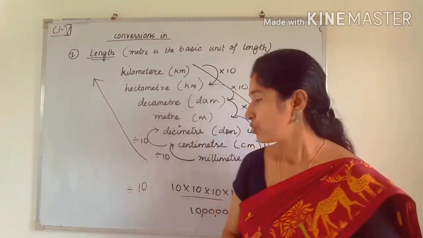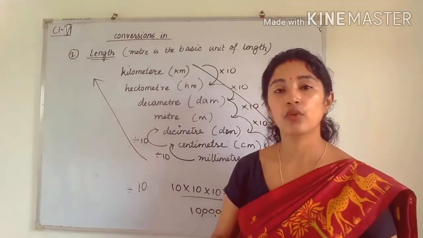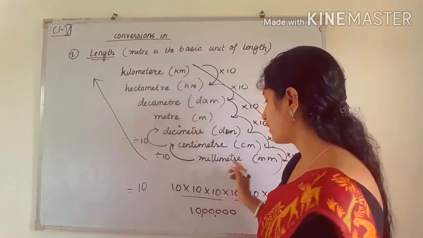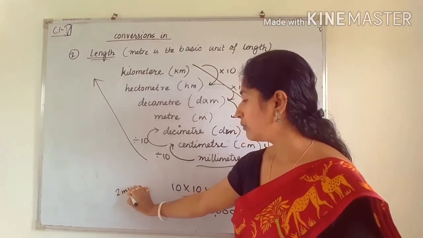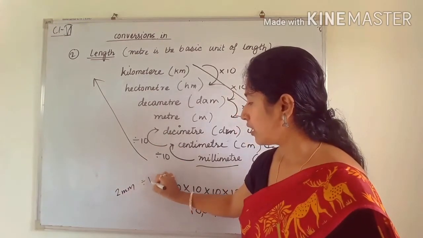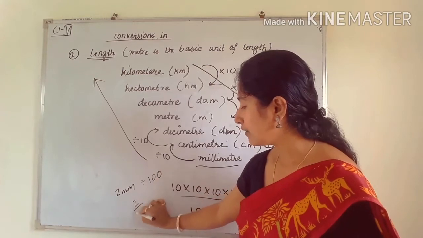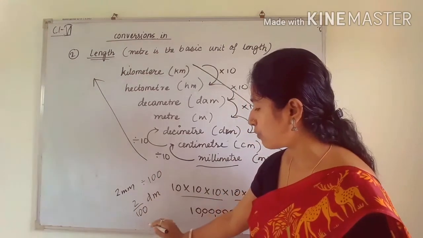100 directly. So just multiply this number. 10 into 10 will be 100. That means you have to divide by 100 directly. So if the question is to convert 2 millimeter to decimeter, then I have to divide this by what? 100. So 2 by 100 will be now in what? Decimeter.